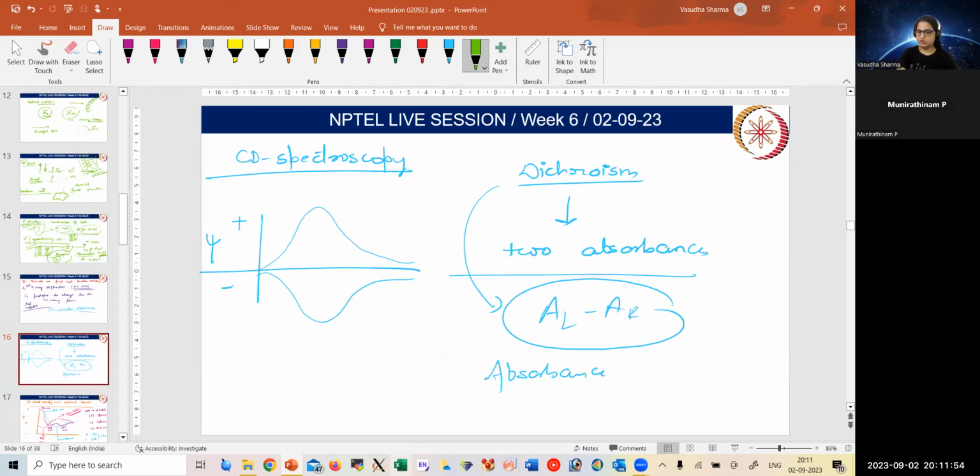And we already talked about the circular dichroism in the last section, where dichroism means 2 absorbances. Based on the absorbance difference between the LCP and RCP, we can see the CD spectra. So is there any doubt in these slides?